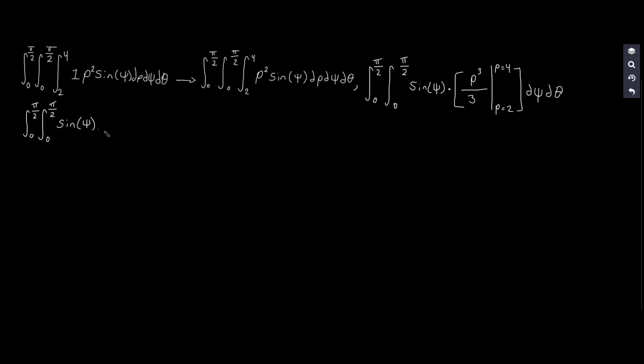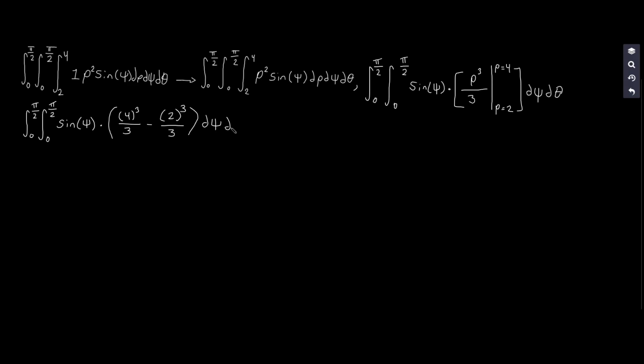So I'm just going to write this out here. This is going to turn into, well, it's rho raised to the third power, so over 3, and we're going to evaluate this via the fundamental theorem of calculus part 2, which basically means this is going to turn into 4 raised to the power of 3 over 3 minus the rational expression 2 raised to the power of 3 over 3, I'm pretty sure.